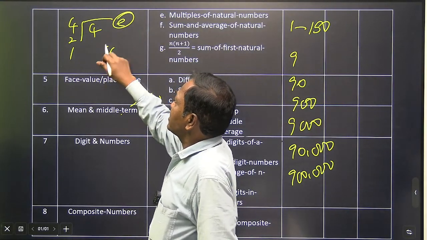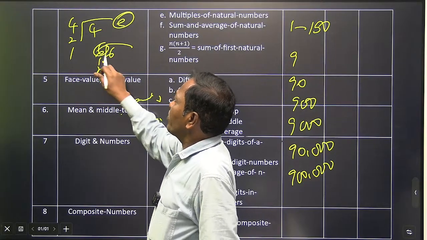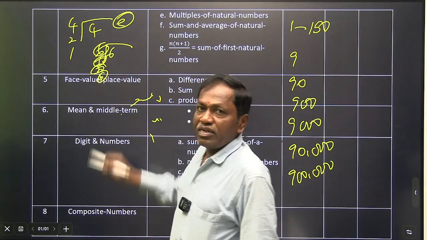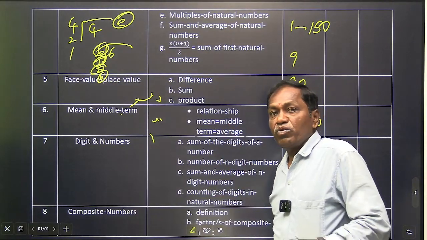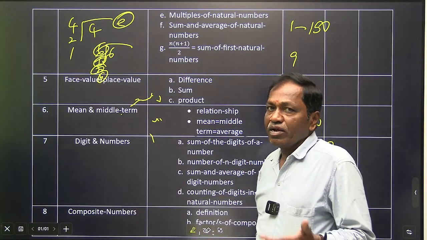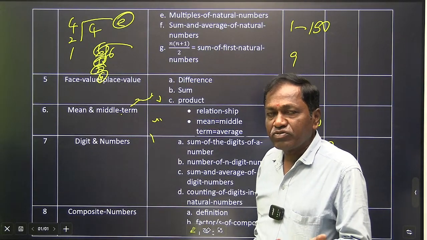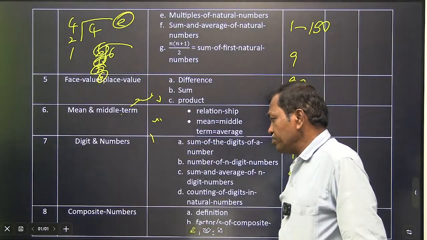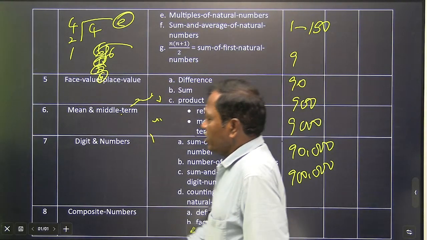Let us take 6: by itself, 1, 2, 3. There are 4 factors, so it is a composite number. A number which is divisible by more than 2 factors is known as a composite number. A number which is divisible by exactly 2 distinct factors is known as a prime number. That is factors and sum of composite numbers. Okay.